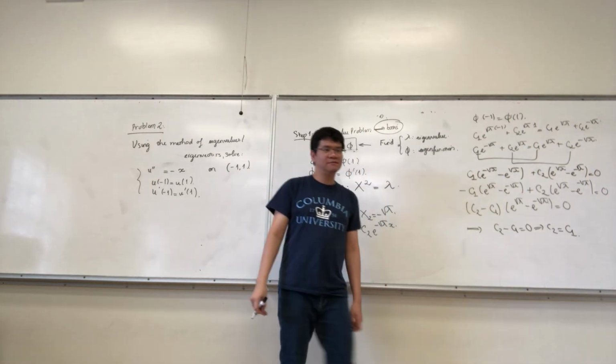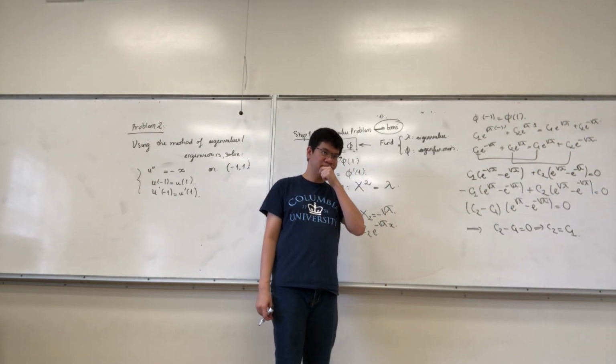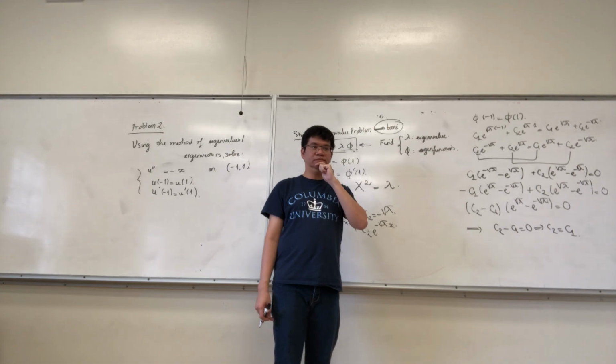Why can I say that? Because you know the other term is always going to be positive, so it can't be equal to 0, so therefore C2 minus C1 has to equal 0.